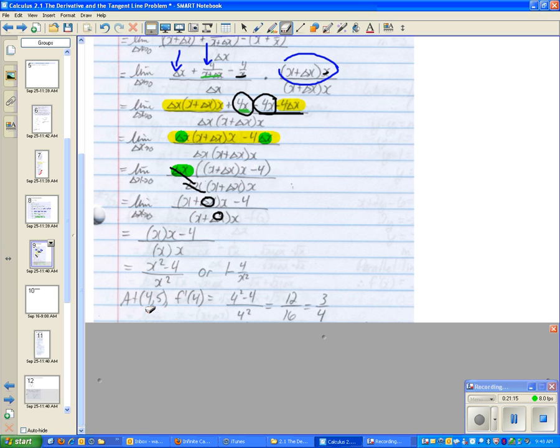Because 4 is the x-coordinate. F prime of x, use the x. And then you substitute a 4 in for x. So 4 squared minus 4 over 4 squared. So that's 16 minus 4, which is 12, over 16, which reduces to 3/4. And that is the slope of the tangent line at that particular point. How come the 5 didn't come into play? Because it's the y value. It's not in the formula.